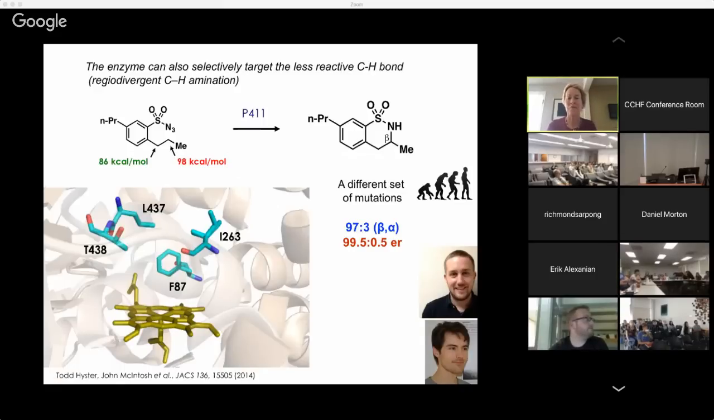And that, back in those early days of 2014, gave us a good feeling that evolution would be able to take us where human chemistry, especially with small molecules, is going to have a hard time going.